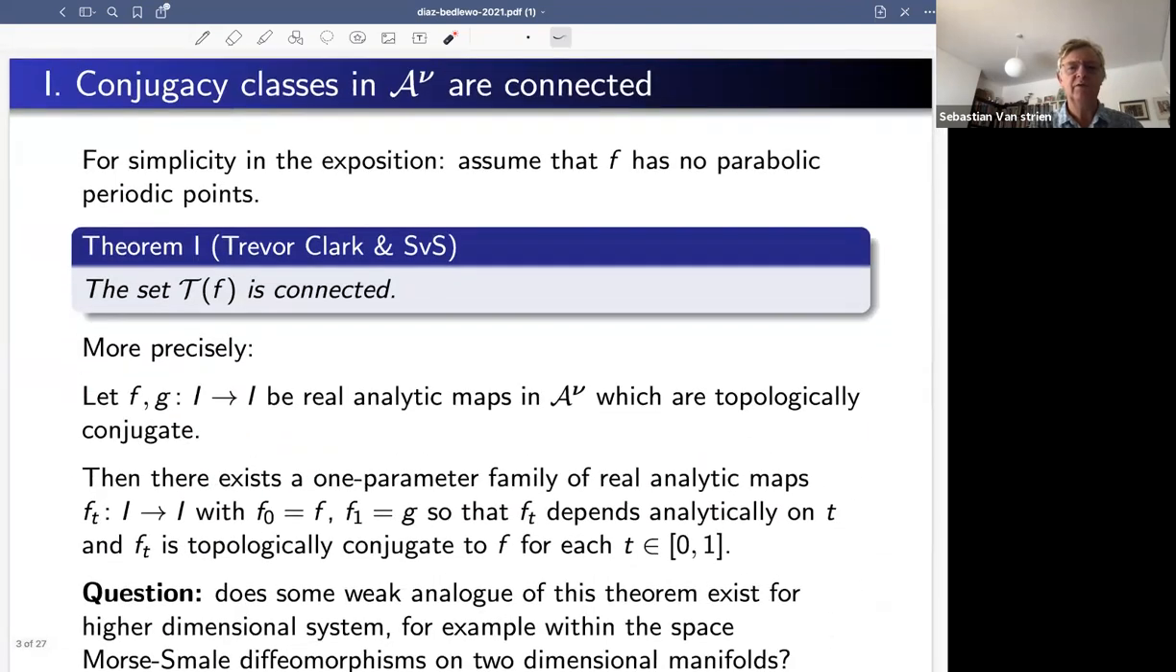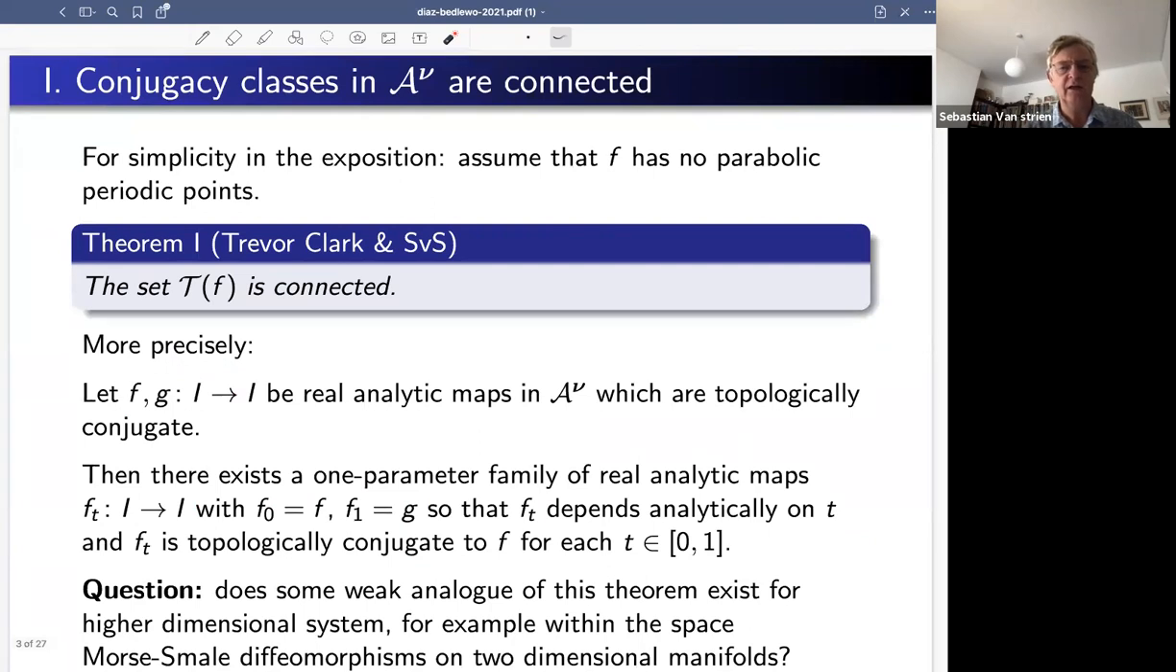I've given a similar talk to this before, and the main difference is what is under the hood, and I'm not going to be able to discuss that. But anyway, please bear with me, and I will try to talk a bit more from a philosophical point of view. Suppose you have this full space, and now you look at the conjugacy class of a particular interval map. For simplicity, let's assume that the map has no parabolic periodic points. That assumption is not really necessary, but it simplifies some statements a bit.